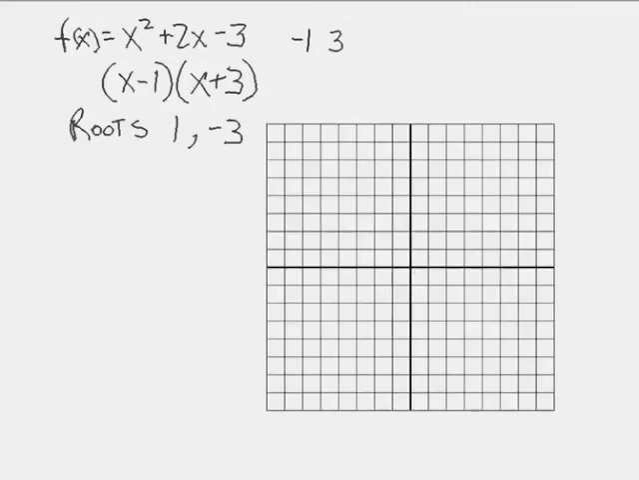Since I know my roots, I've got roots of -3 and 1. So there's my parabola going through the roots of -3 and 1. Right?